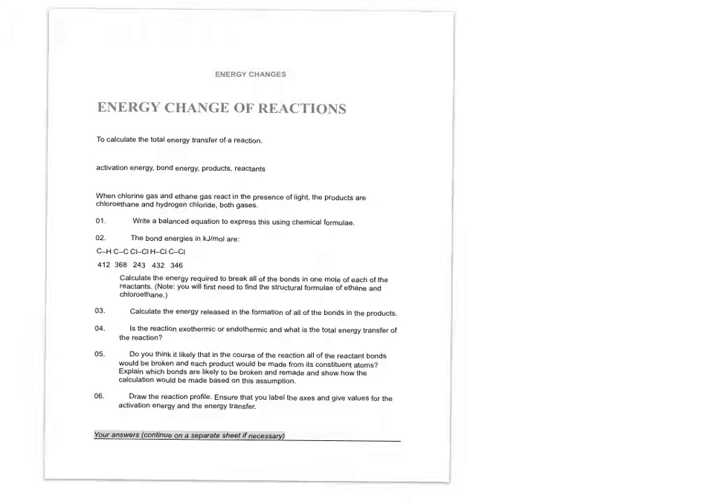Okay, so just to remind you, the first slide here is showing you some of these numbers. You might want to make a note of some of these because I'm going to be referring to them in a minute. These bond energies, you've got on your sheet: C-H is 412, C-C 368, Cl-Cl 243, H-Cl 432, and C-Cl 346. So we're going to use those numbers to work out the energy change for the reaction.